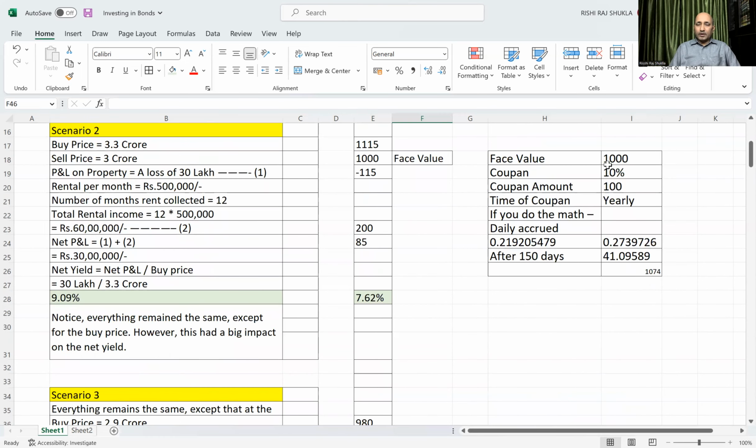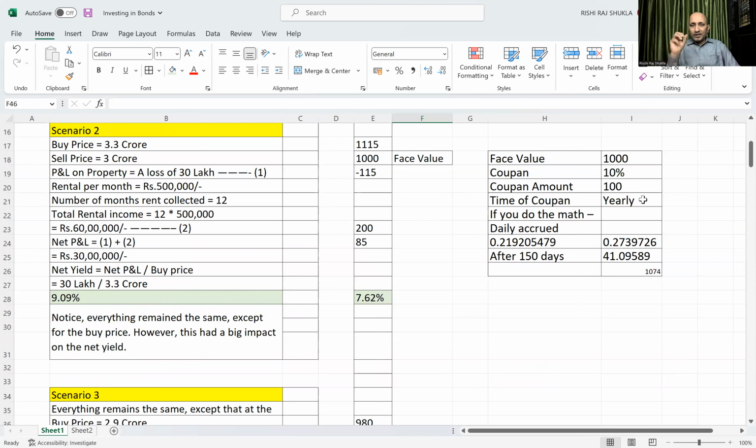Suppose the face value is 1000 and the coupon interest rate is 10%. So how much will the coupon amount be after 1 year? 100. As for the time of coupon payment, I have taken it as yearly for simplification. It might be quarterly or biannual. It depends. For simplification, we have taken this.